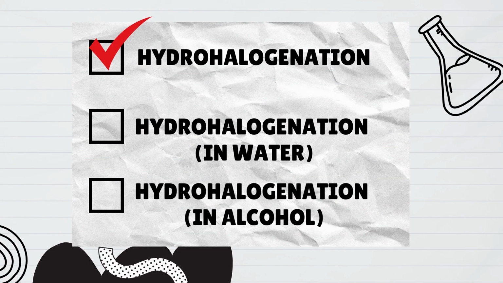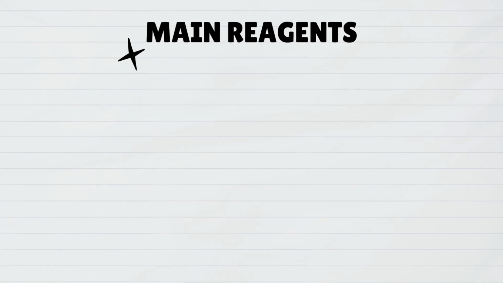So, here's what's on the agenda. We are going to be covering these three scenarios. Just your standard hydrohalogenation, hydrohalogenation in water, and hydrohalogenation in an alcohol. So you're going to see that these solvents really cause an impact on our final product. So the main reagents we will use include the following.